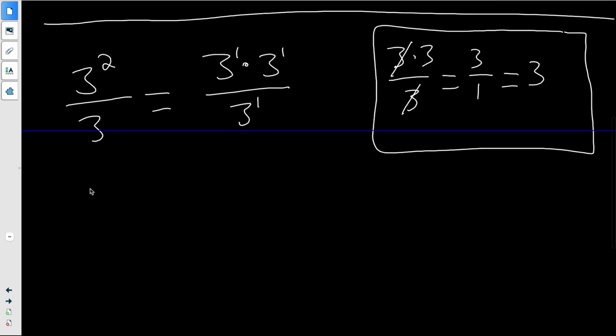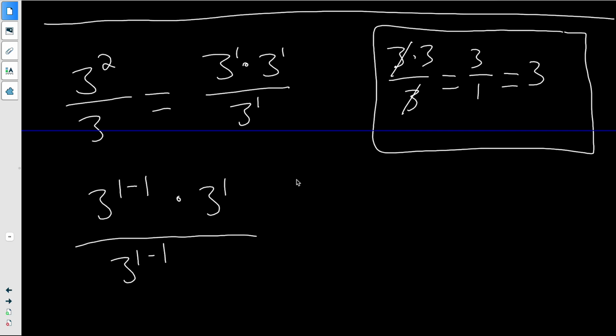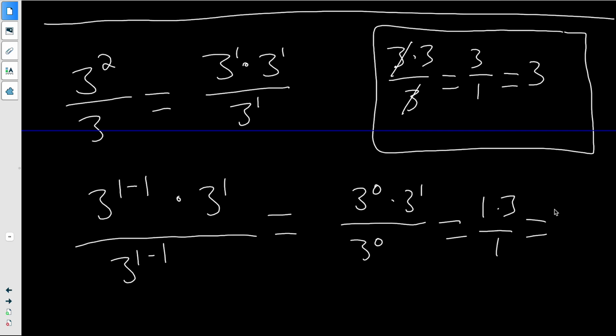But if we do it more explicitly, we get 3 to the first power minus 1 times 3 to the first power over 3 to the first power minus 1. So this canceling, we can think of it also as this subtraction of exponents, which gives us 3 to the 0th power times 3 to the first power over 3 to the 0th power, which equals 1 times 3 over 1, or 3.